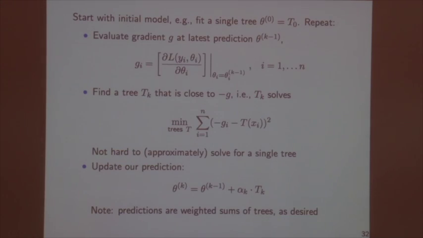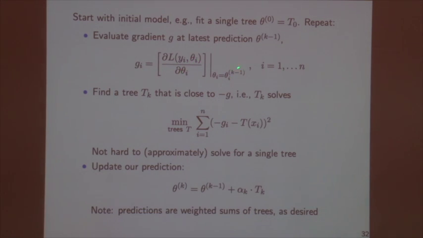So here it is. The algorithm works as follows. You start with an initial model. So you fit an initial tree T0 to your data, and that gives you a first prediction theta for your responses. Then you evaluate the gradient, let's call it G, at the latest prediction, theta k minus 1. So you're differentiating your loss of predicting y with the theta i coming from the weighted sum of trees.